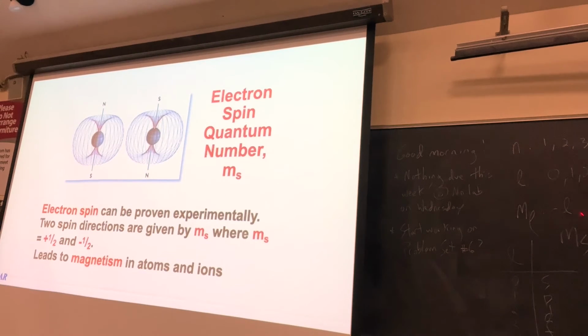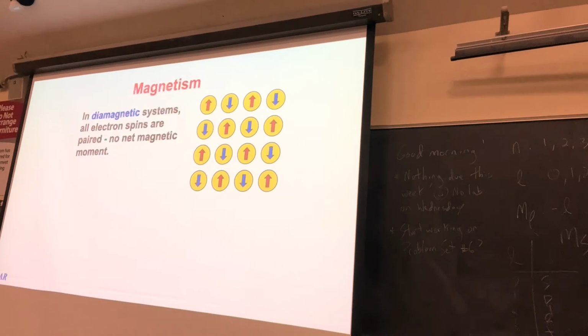So we saw that L depends on N and M sub L depends on L. M sub S is positive or negative 1/2 only, and has no dependence on any other of the quantum magnetic numbers. Any questions on that? So this leads to magnetism, and this is going to be a zero-level introduction to what magnetism is.